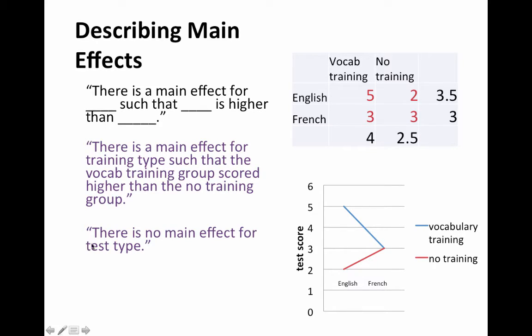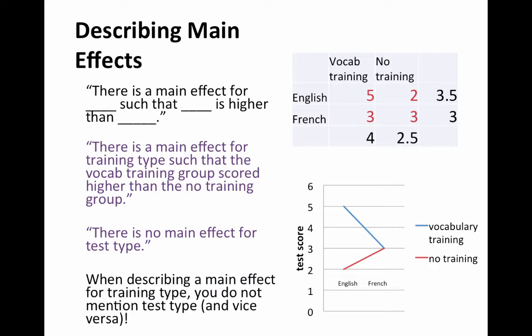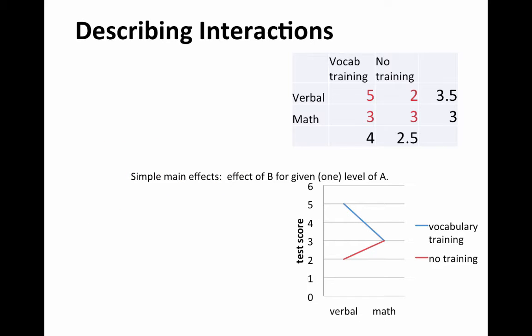There's no main effect for test type. So here we're talking about 3.5 versus 3, and that's a small difference, and we're going to say it's not significant, and so there's no main effect. And when we're talking about that, we're not talking about the training versus not. Okay, so when you're describing the main effect, you do not mention the test type and vice versa. So talk about one or the other and ignore the other one.